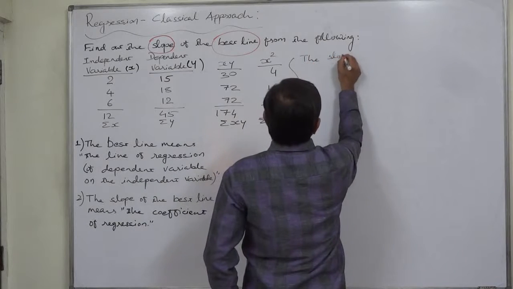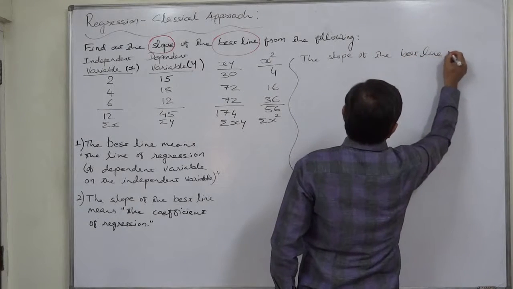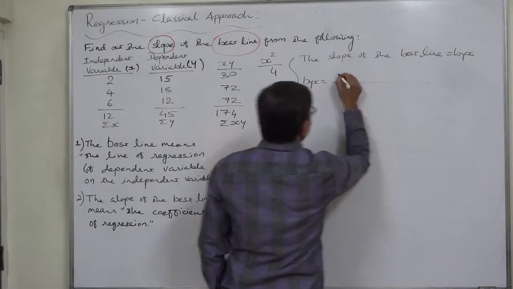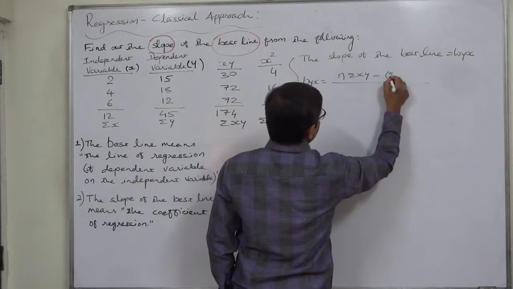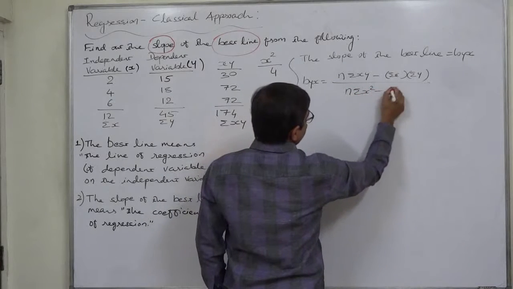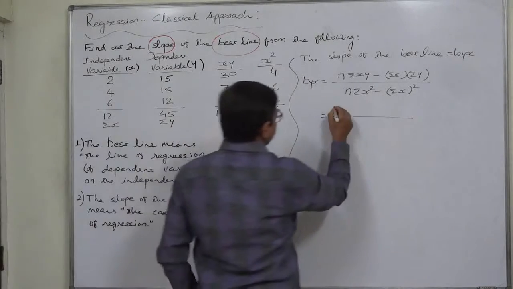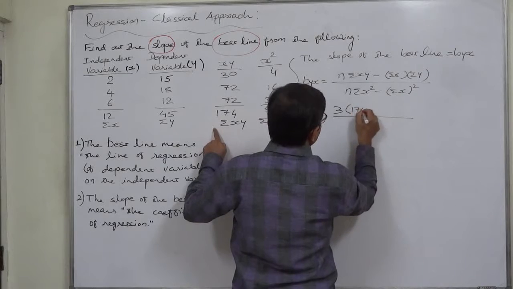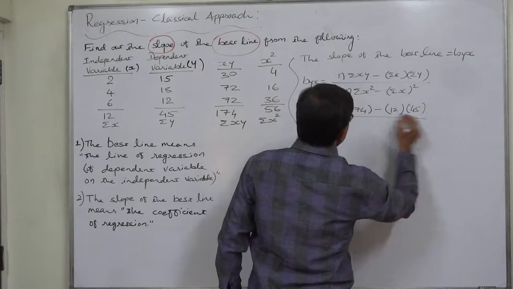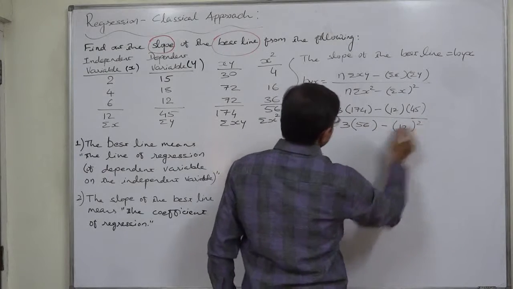The slope of the baseline equals byx in this particular case, and byx equals n sigma xy minus sigma x into sigma y upon n sigma x square minus sigma x the whole square. That is, n is 3 in this case. Sigma xy 174 minus 12 into 45, upon n 3, sigma x square 56, minus 12 square.